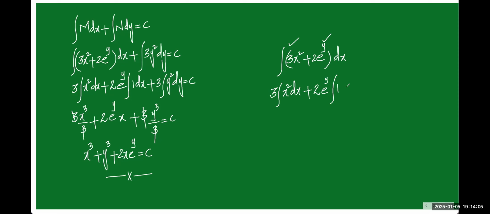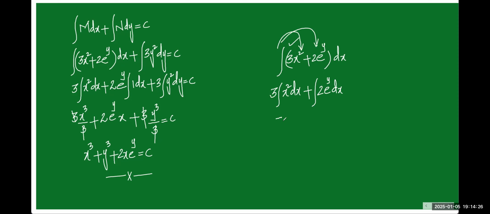Okay, that's what it is. It means if you want to do one more step, let us integrate this one separately, like this: 2 into e power y dx. The integral will go to this term and the integral will go to this term. I'm integrating separately.